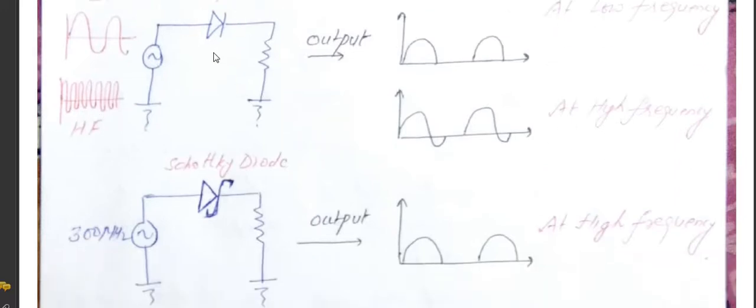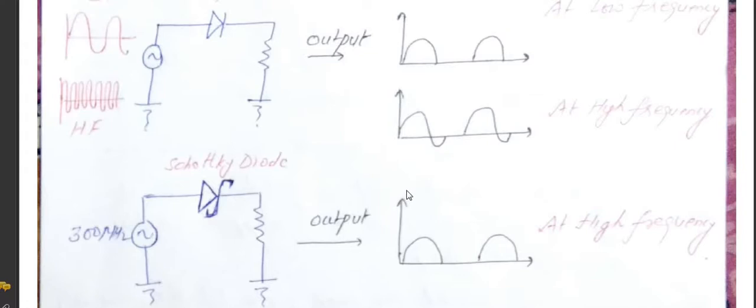If we replace this simple diode with a Schottky diode and apply a very high frequency signal such as a 300 megahertz signal, then the response of this diode will be like this. This is similar to a simple diode applied with a low frequency signal. Similarly, when this Schottky diode is applied with a very high frequency signal, the response is like this. There is no output corresponding to the reverse bias state. So this is the ideal one. This is the high frequency response of a Schottky diode.